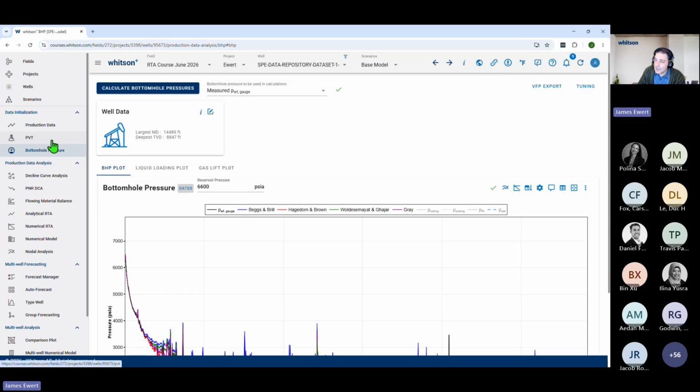So we have PVT, simple to do. We have our bottom hole pressure, simple to do. Now we can start digging in and trying to figure out, from the RTA perspective, what we're actually dealing with. The first thing that we're going to do in the form of interpretation is go to the flowing material balance. So let's go down here. Actually, you know what? I'm going to switch it up on you. Let's go to Analytical RTA. Let's click on Analytical RTA.